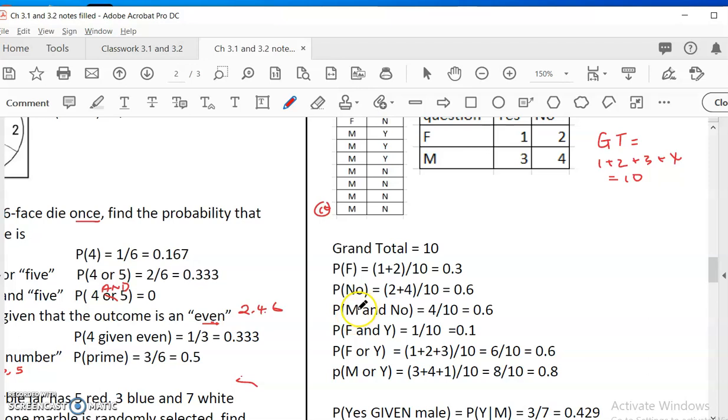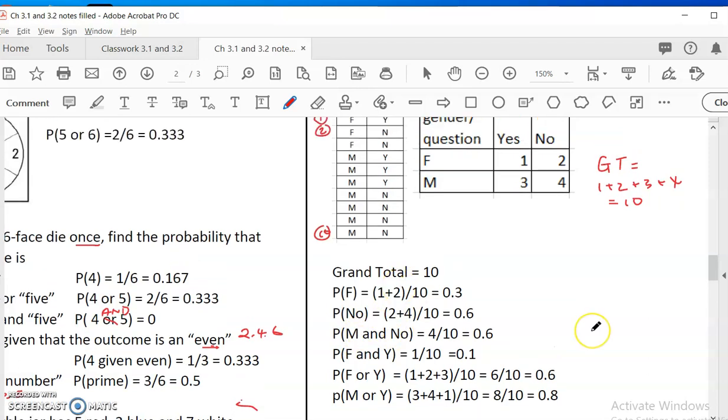What about if I say male and no? That would just be one cell, right? Because AND means it has to be male as well as no. So male and no would be the cell that has the no and the male. So it will be 4 in the numerator, and then the bottom denominator is the sample space, that is everyone. Because you can pick anyone here, but only 4 out of 10 are male and answer no, right? So let's try female and yes. Female is this, and yes, it's just one person, right? This is the only one that is female and answers yes.